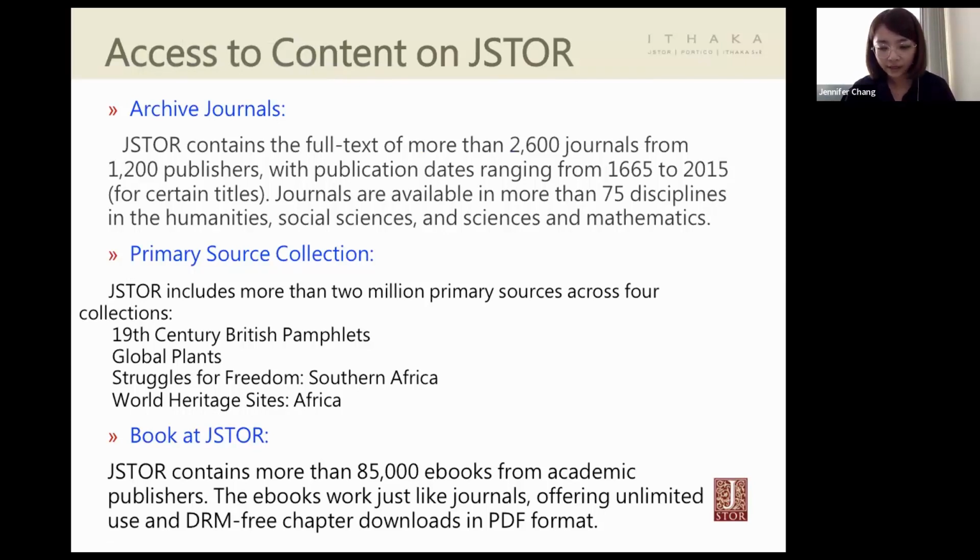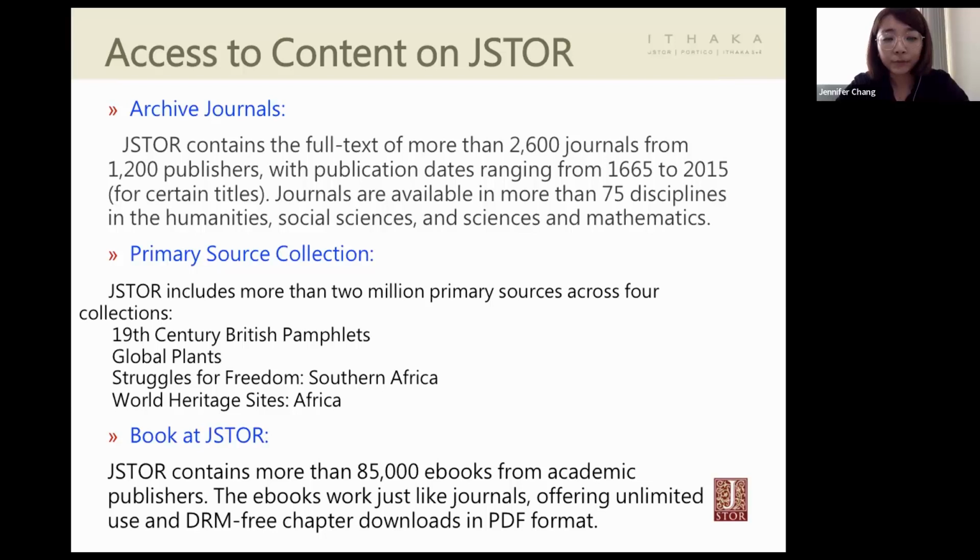project for our users. The first and most famous one is archive journals. JSTOR collects more than 2,600 journals from 1,200 publishers, with publication dates ranging from 1665, which is about the Qing Dynasty, to 2022, into current days. The journals are available in more than 75 disciplines in humanities, social sciences, and mathematics. JSTOR is famous for its arts and social sciences collections. We have 15 collections about arts and social sciences.